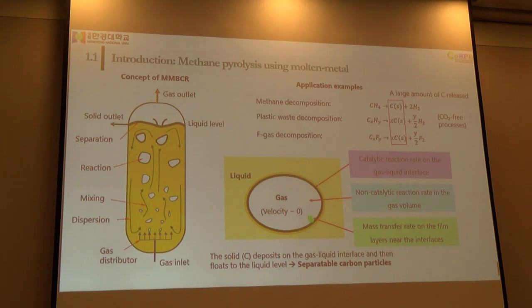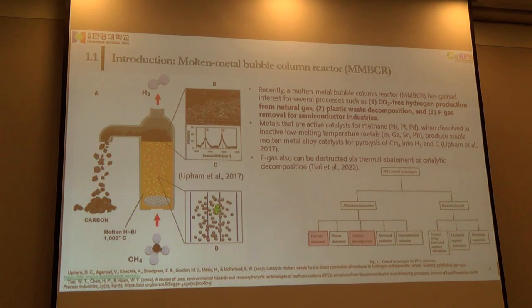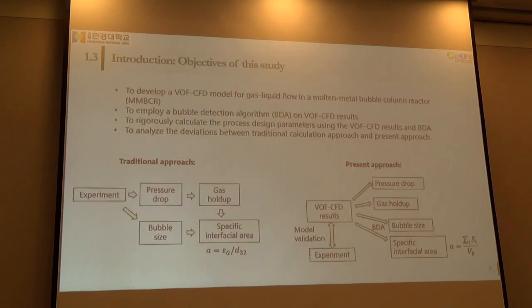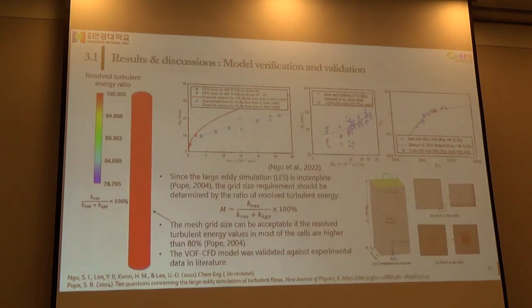Yeah, actually, the cell size. First of all, the cell size should be small enough to capture 80% of the turbulent kinetic energy of the LES. This is just the first requirement.